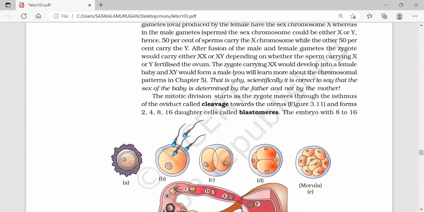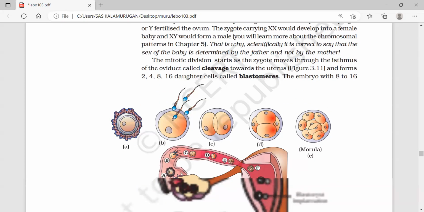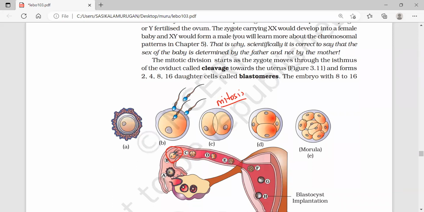Now we are going to discuss how the fertilized egg is transferred into the uterus, from the ampulla region. Look at this. This is the ampullary region where the sperm enters the ovum and it is fertilized. From here onwards, the cells start dividing mitotically. So mitosis takes place here. During mitosis, cell proliferation takes place, and slowly, gradually, the number of cells gets higher and higher.